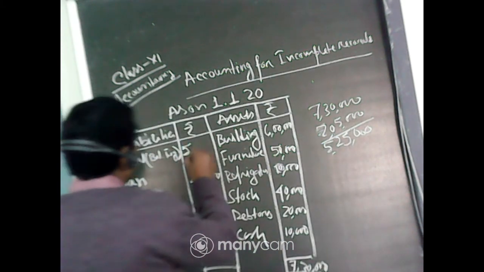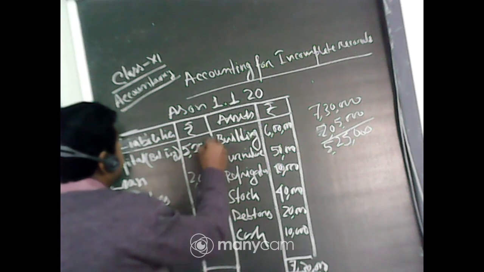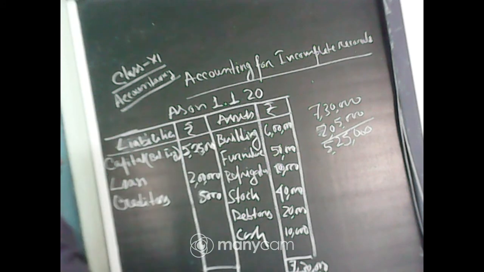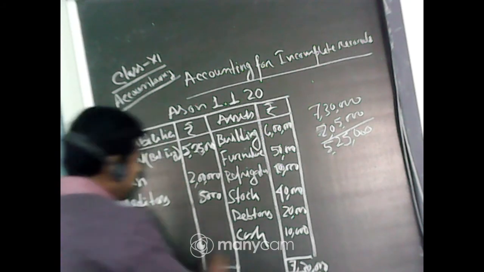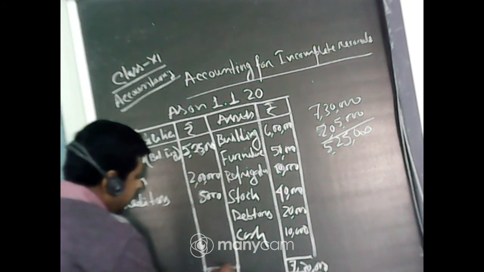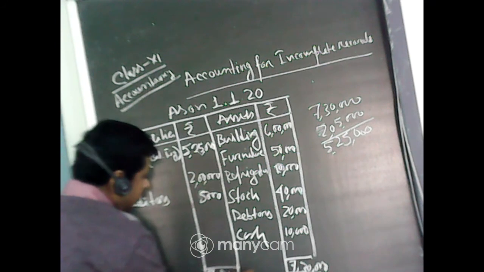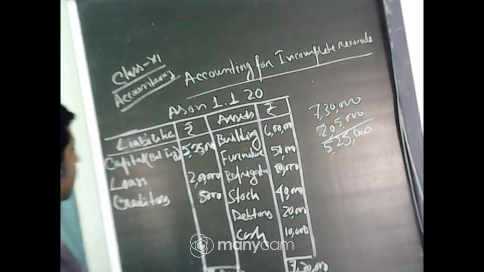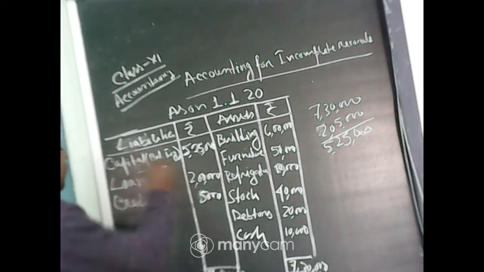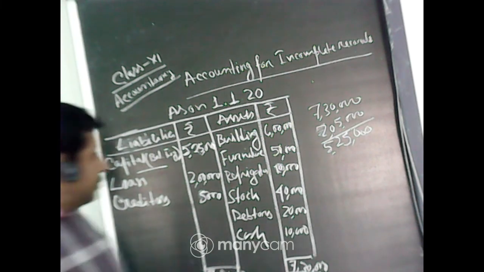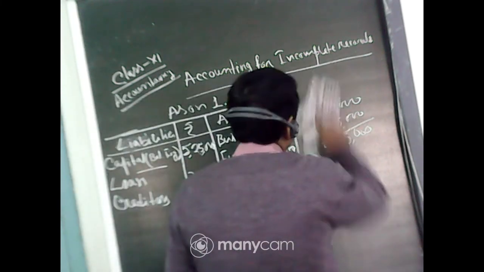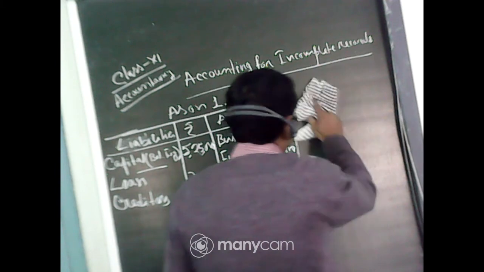5,25,000 is the capital. Okay. Now here's the capital of 5,25,000 total. So here the asset side and the liability side are always equal. Here you can see that it is equal. We got the capital.